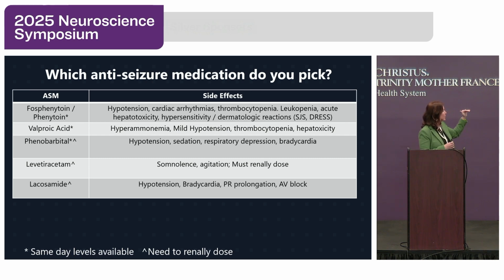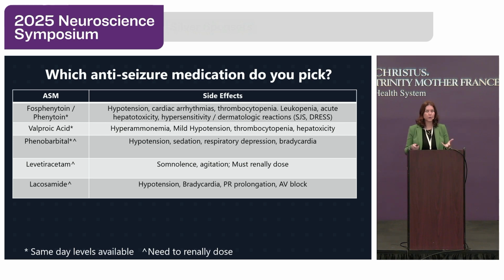The top three I have a star next to because you can get levels the same day. And how I practice as an epileptologist is I really like to know what the level of anti-seizure medication is when I'm treating somebody in status. Because if I give them a fosphenytoin load and their level is 10, then I know when I'm adjusting the anti-seizure medicine, I can probably go up on the dosage. Same thing for valproic acid and phenobarbital. And then the bottom three need to be renally dosed. So of course we need to keep that in mind when we're picking which medication to use.